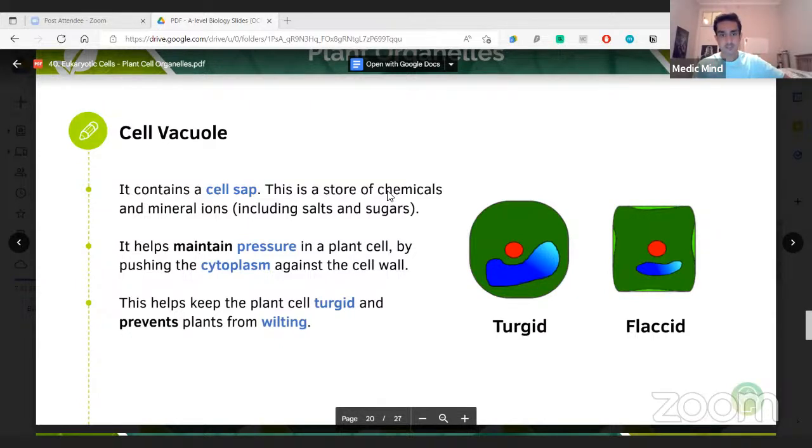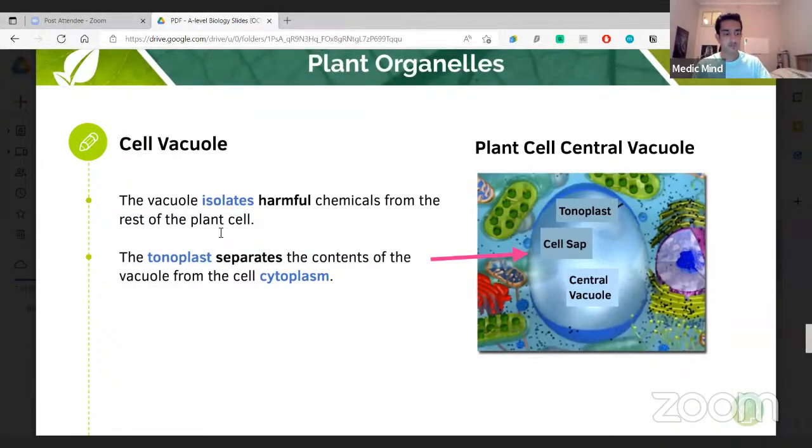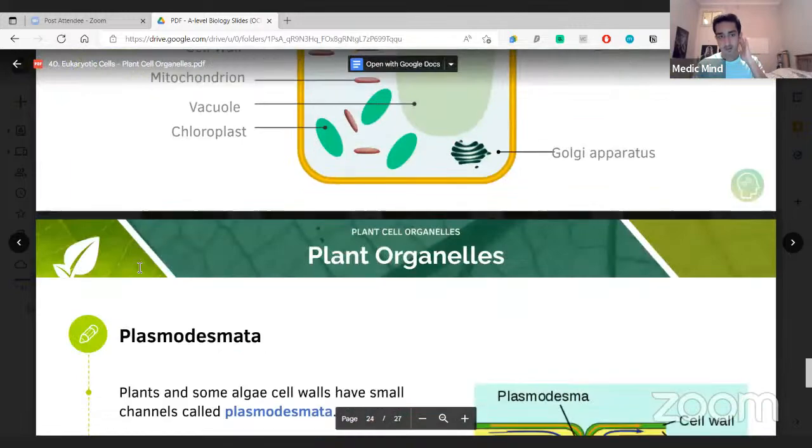Do all prokaryotes have peptidoglycan cell walls? No, not all of them. Some bacteria do though. Most of the ones that you'll need to talk about will. The vacuole isolates harmful chemicals from the rest of the plant. And the tonoplast separates the contents of the vacuole from the cell cytoplasm. That's kind of its function.